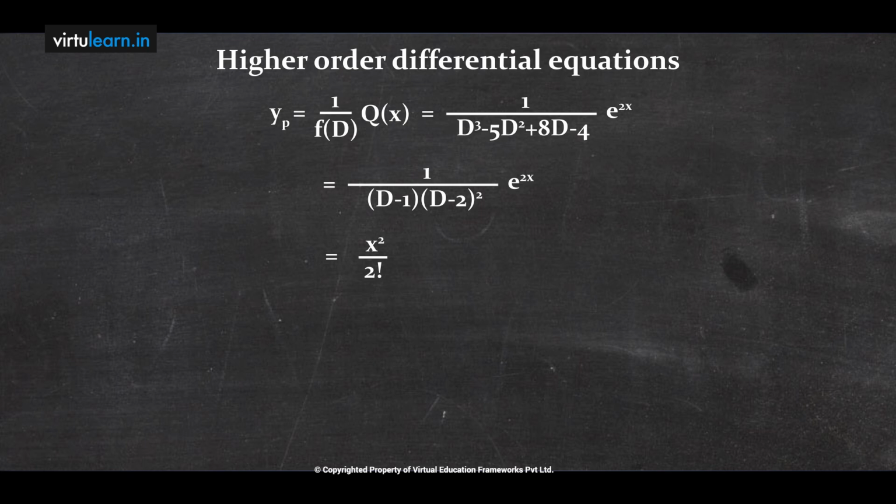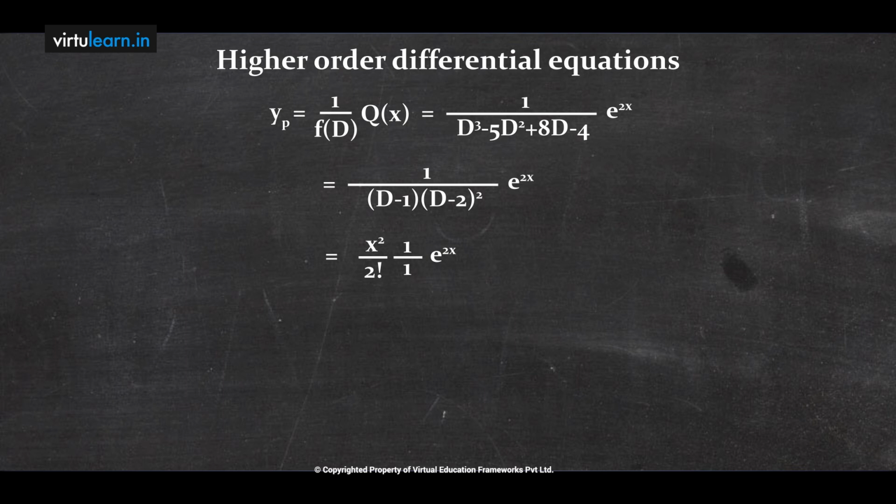If the power is 3, then x cube by 3 factorial. If the power is k, then x power k by k factorial. Like that you have to write. So when you substitute 2 here, the second factor is 0 and the power of that factor is 2. Therefore, I write x square by 2 factorial into 1. In the remaining factor, as usual, you substitute: 2 minus 1 means 1 by 1 into e power 2x. Like this you factorize and substitute.